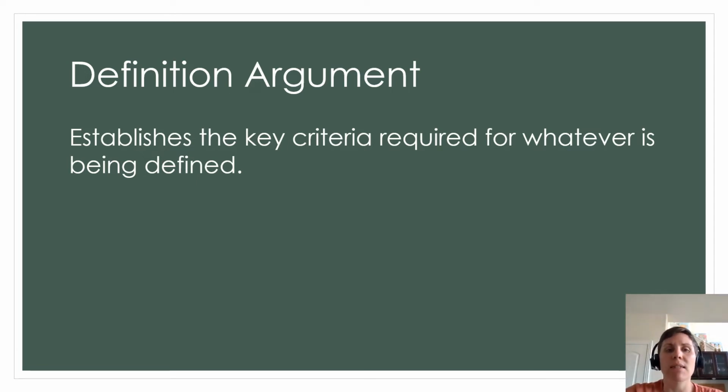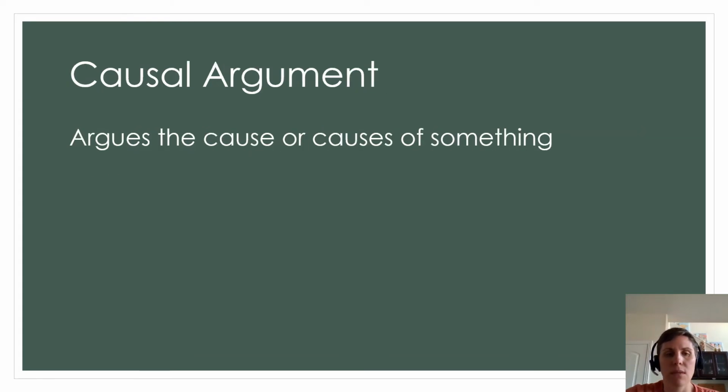This kind of argument establishes a key criteria required for whatever is being defined. For example, I could take an abstract argument defining an illegal drug based on the criteria that I see as key. It has to be addictive, as well as physically or psychologically harmful, to make an argument concrete. I could argue that nicotine should be made illegal because it fits the definition of an illegal drug. It is addictive and physically harmful.